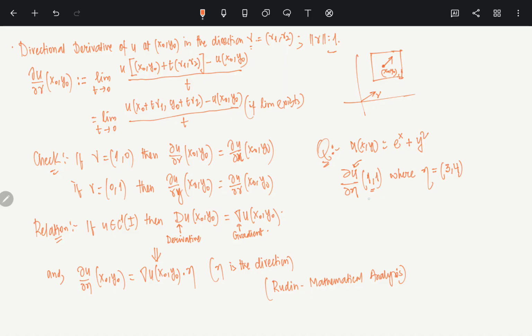Okay, so you fix the point 1, 1 and you stand on the point 1, 1 and you look at the direction 3, 4, and you want to see what is the variation of u in that particular direction. Okay, so find out the value here. So this is the question, and with this I am going to end this lecture. Thank you very much.